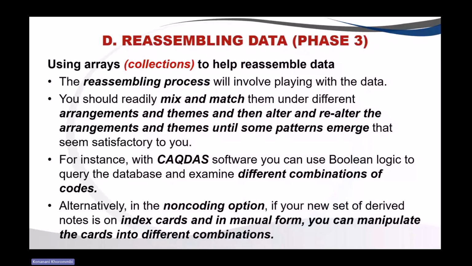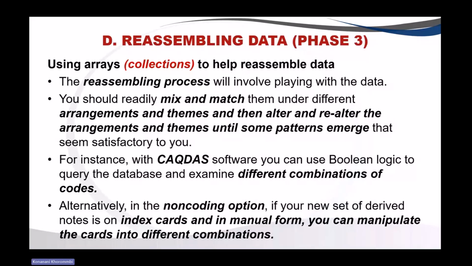But alternatively, in the non-coding option, if your new set of derived nodes is on index cards in manual form, you can manipulate the cards into different combinations. This is much faster because you have written on separate cards, they're not stuck in one page. You can arrange them, put one as a heading, and the other becomes a subheading or a section under it. When you find that it does not make sense, you rearrange it, you package it. So it's a game which should be enjoyed by researchers. Research is enjoyable because this is nice to do.